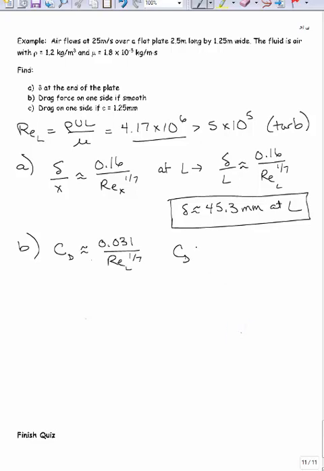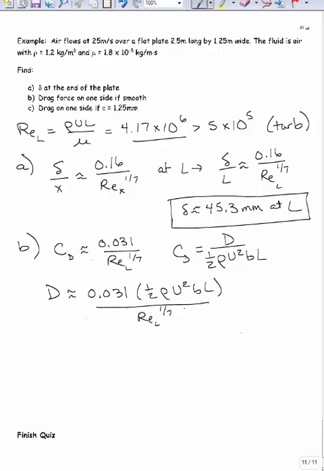Our coefficient of drag is equal to drag over 1/2 rho u squared times the area, B times L. So we can just equate these two, and what you get is drag is about equal to 0.031 times 1/2 rho u squared BL over Reynolds number to the 1/7. That comes out to be about 4.1 newtons per side. That's part B.